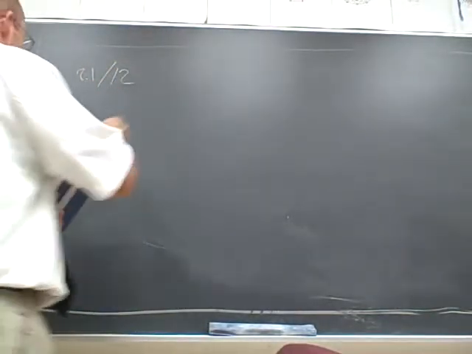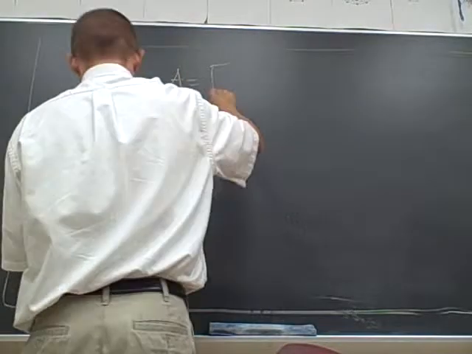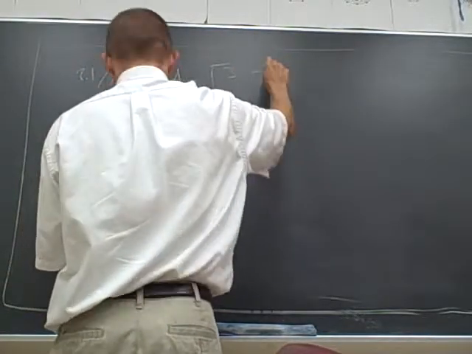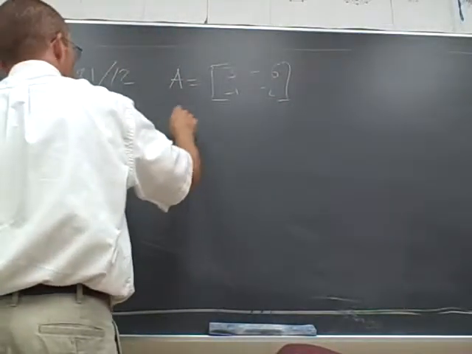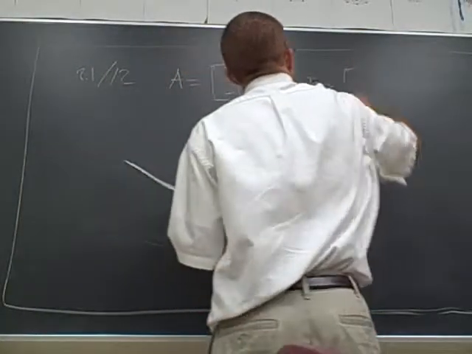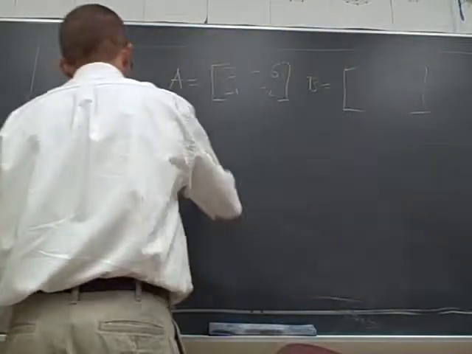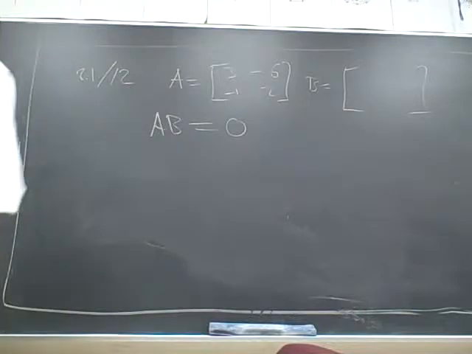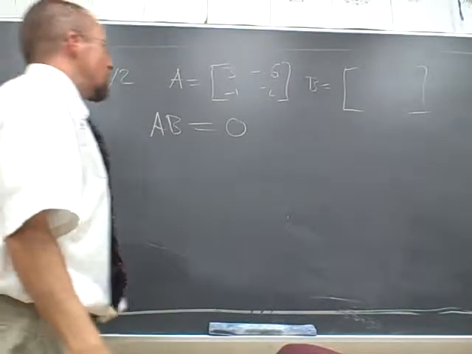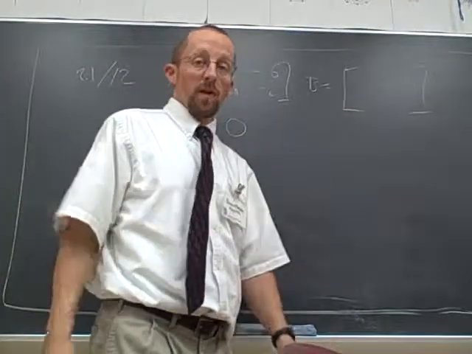Number 12. I've got a matrix A, which is 3, -6, -1, 2. And I want B, some 2 by 2 matrix, such that AB is the 0 matrix. And this is really important, that the easiest way to do that would be B is the 0 matrix.